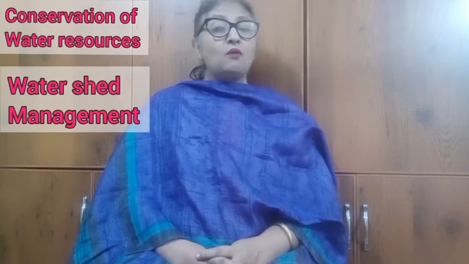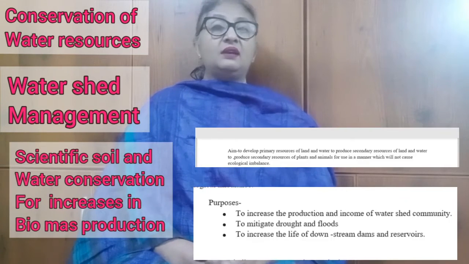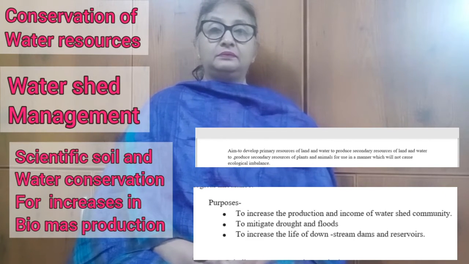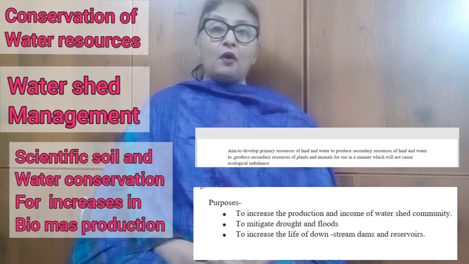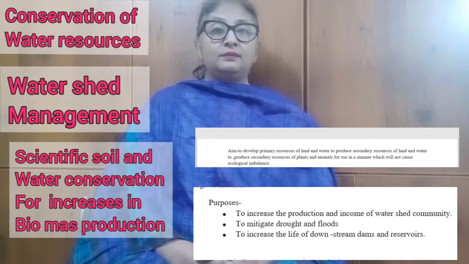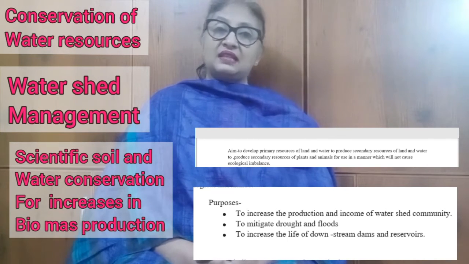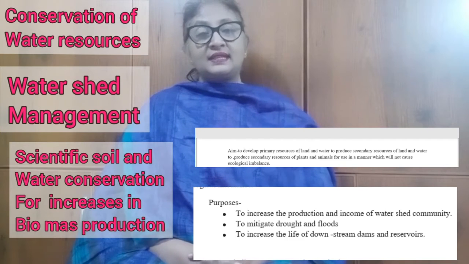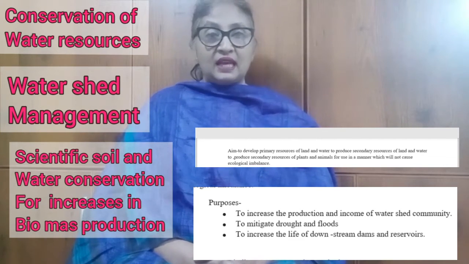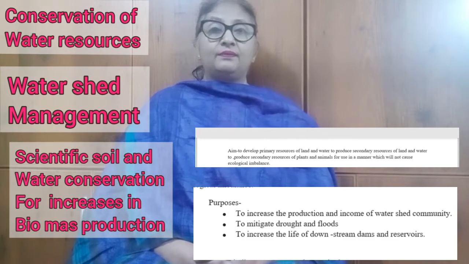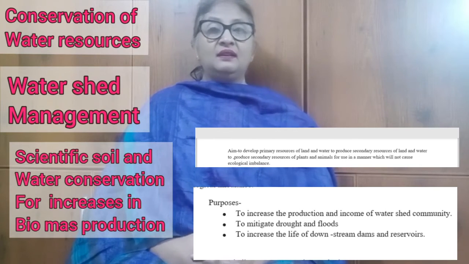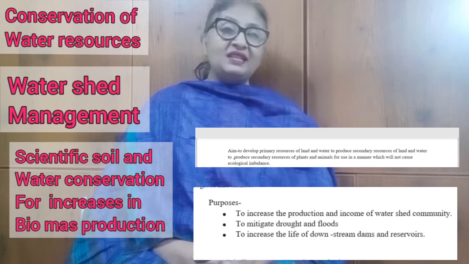Now, what is watershed management? Scientific conservation of soil and water. Now, what is the aim of this watershed management? This is to promote the growth of primary resources such as land and water, so that secondary resources such as animals and plants are used in such a manner that there is ecological balance maintained.